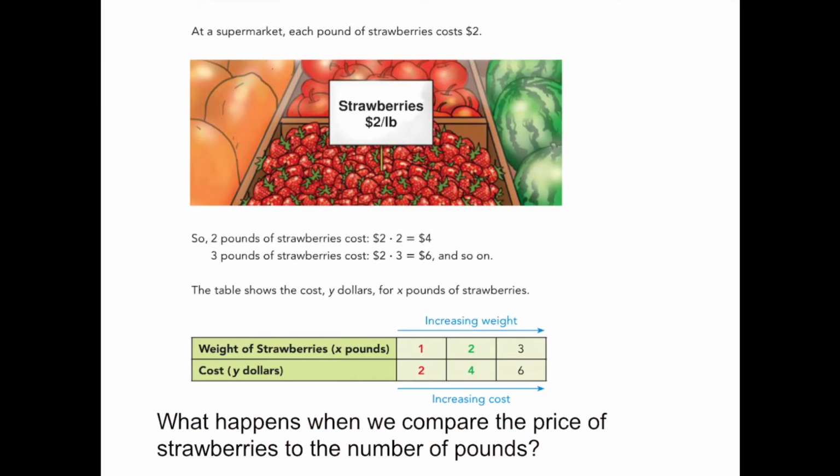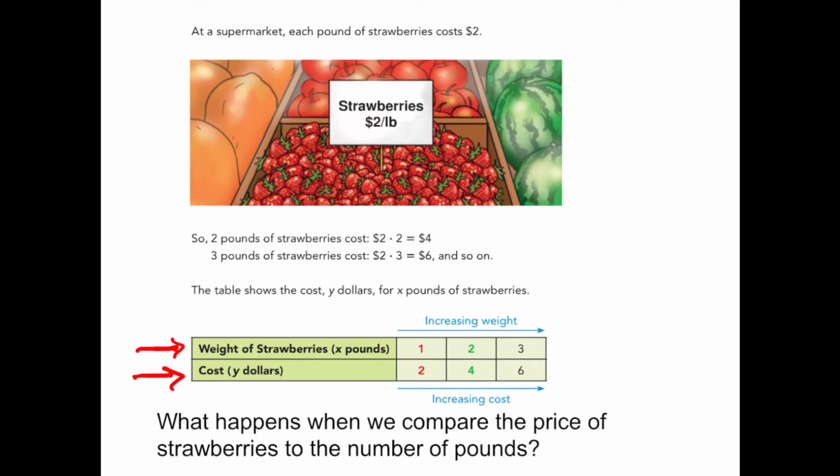So here we have a question again about a supermarket. It says each pound of strawberries costs $2. So 2 pounds of strawberries cost $4. 3 pounds of strawberries cost $6, and so on. The table shows the cost Y dollars for X pound of strawberries. So take a second and think to yourself, what happens when we compare the price of strawberries, which is here, to the number of pounds?